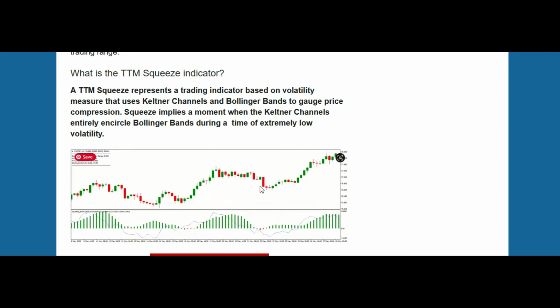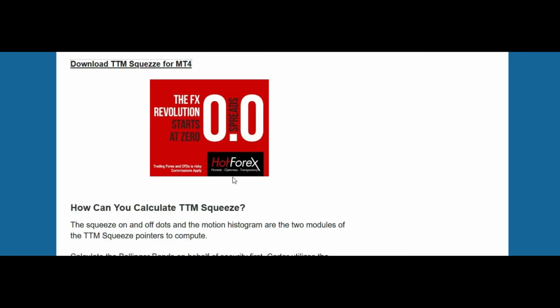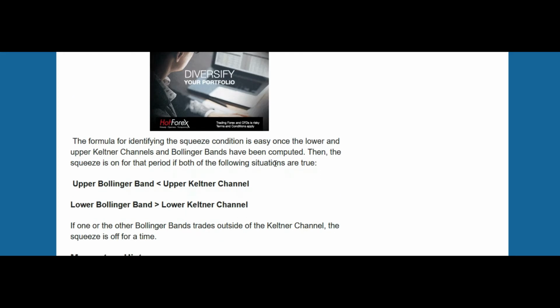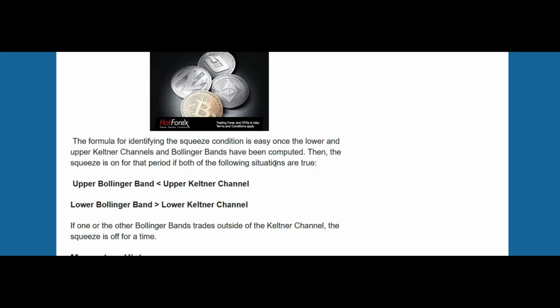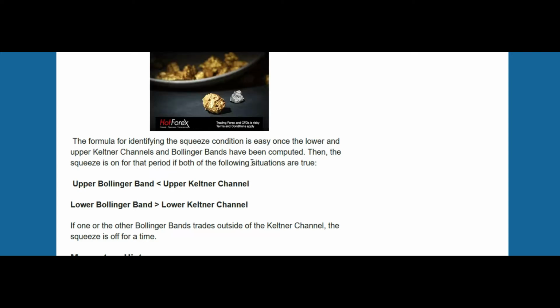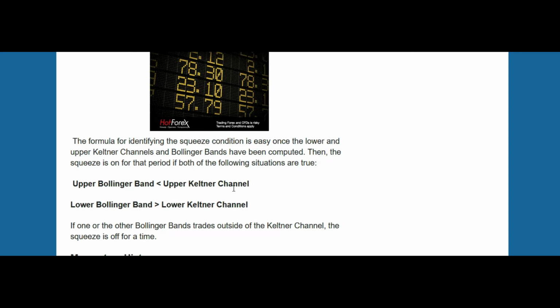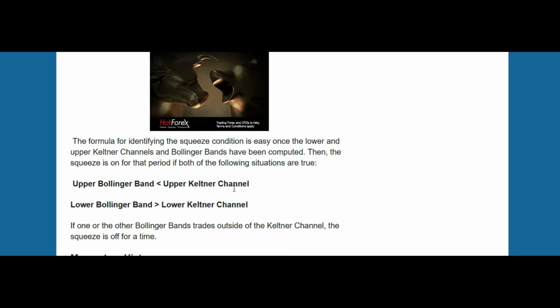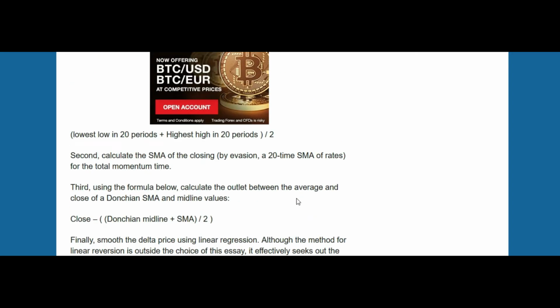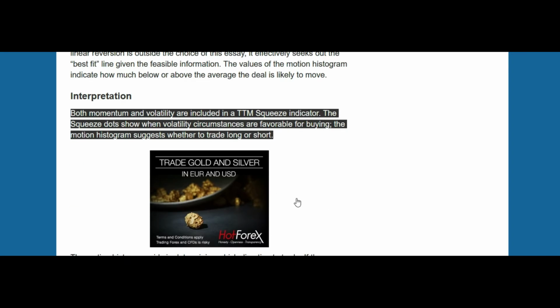We'll talk more later about this indicator, and we created a very short article on how it works: how to compare the upper Bollinger Band and upper Keltner channel, and the lower Bollinger Band and lower Keltner channel, and using the Donchian middle line creates the histogram and the dots, and so on.